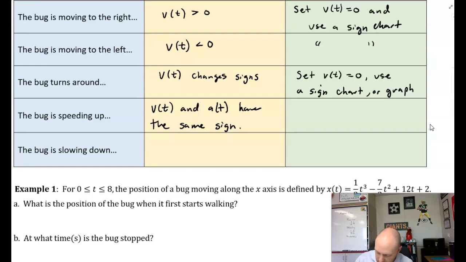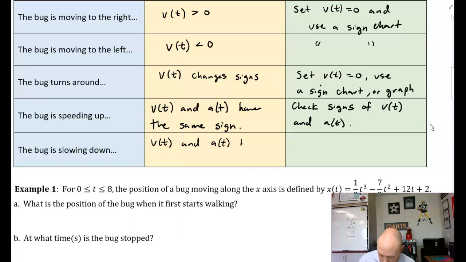So how do we go ahead and do this? Well, again, you're going to check the signs of v of t and a of t. See if they have the same sign. How do I know if a bug is slowing down? Well, v of t and a of t are going to have opposite signs. a of t has the opposite sign.